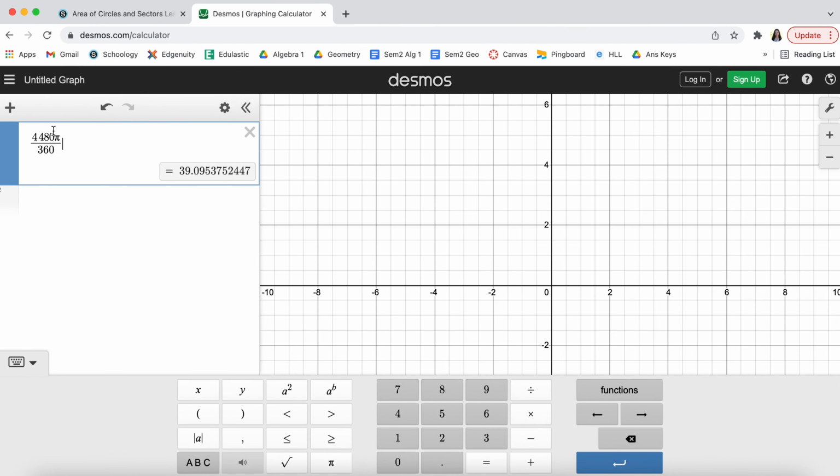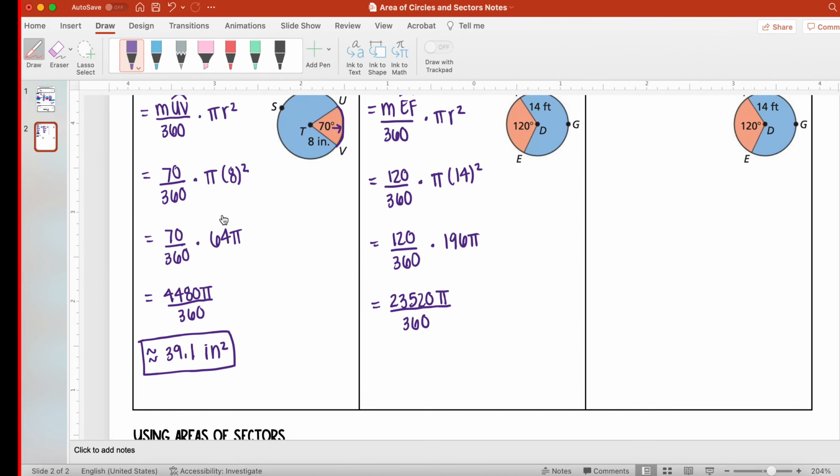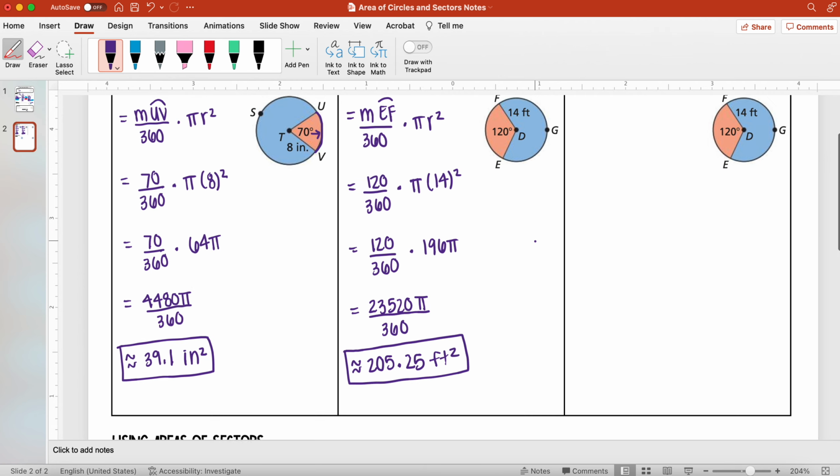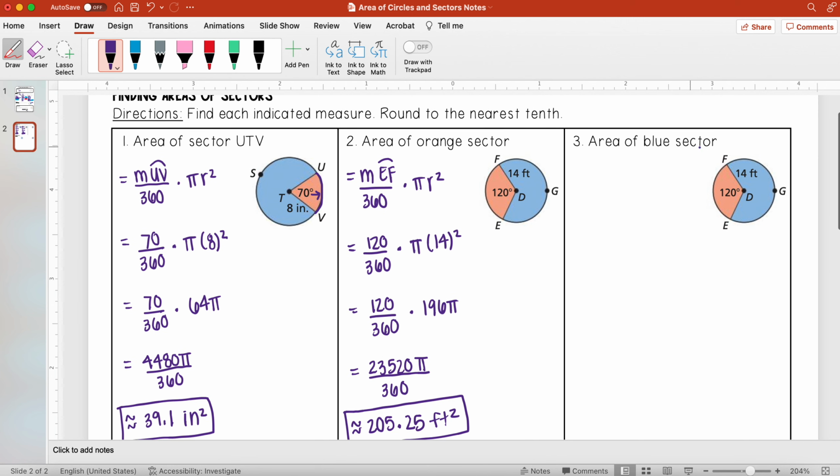And so heading back over to Desmos, I'm going to replace the 4480 with 23,520. And rounding to the nearest hundredth, I get that the area is 205.25 feet squared. Okay, now this next one I see I have the very same image, but now I want to find the area of the blue sector.